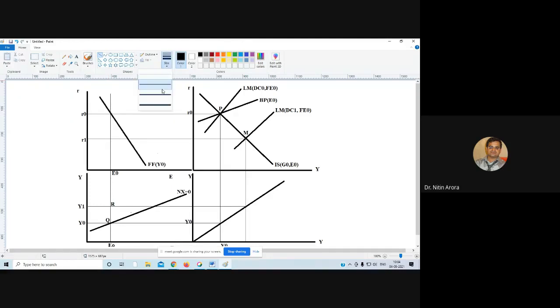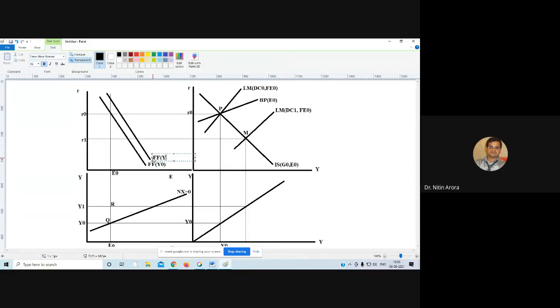It won't be situated at this point, let me tell you. Most of the time what we say, it can be situated here, but it won't be situated here. It has to shift to right because income has increased. So R1 interest rate and E0 will give us an FF point with higher level of income. So FF has to shift to right.